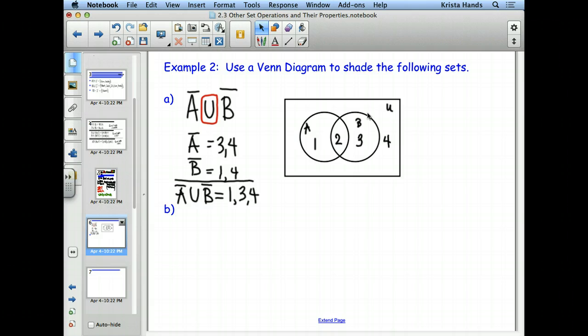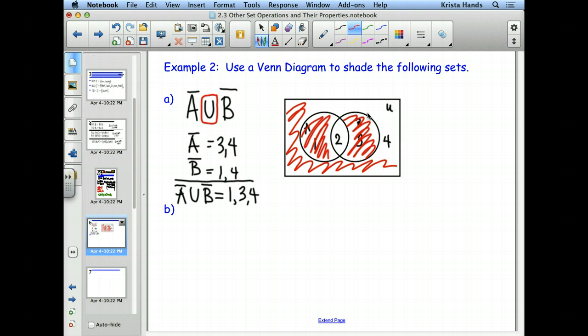The answer is supposed to be a shading of the diagram, right? So I come back over to my shading and I shade the regions that I labeled with 1, 3, and 4. And that is the Venn diagram representation for A complement union B complement.